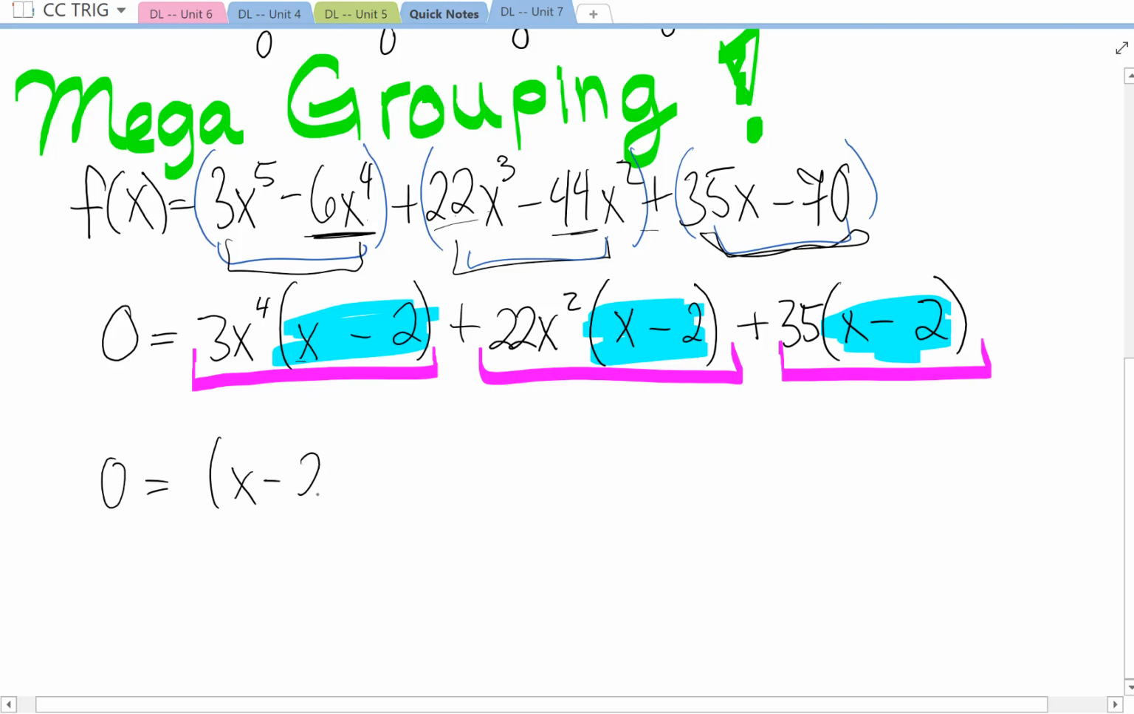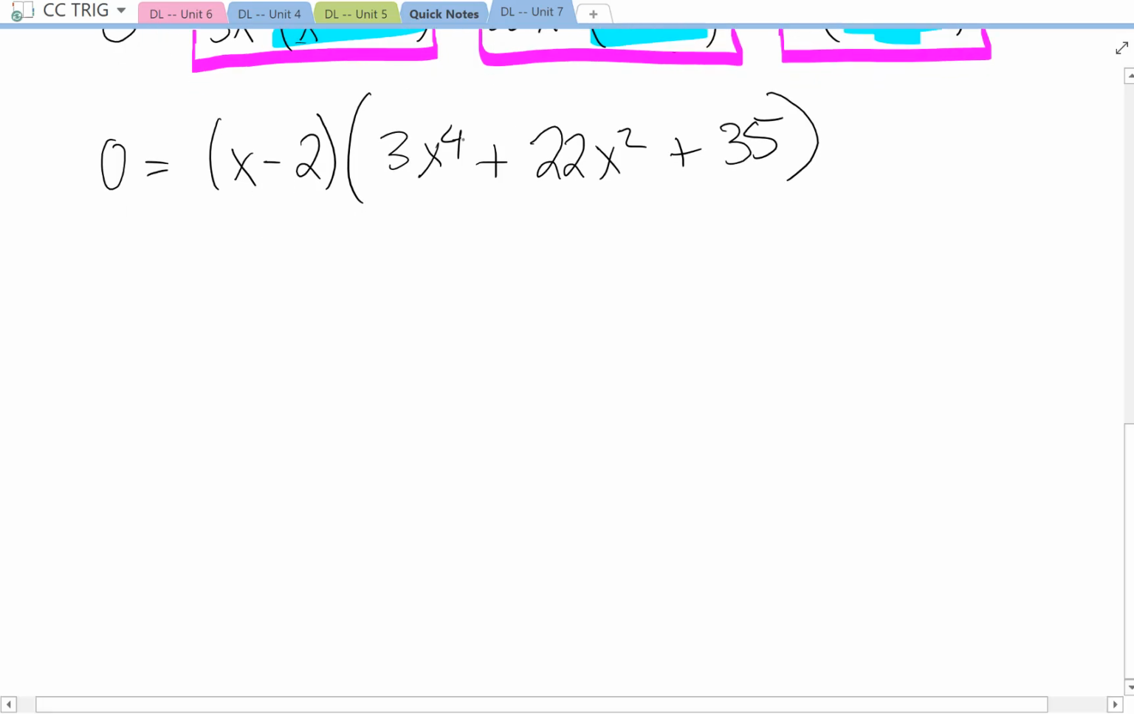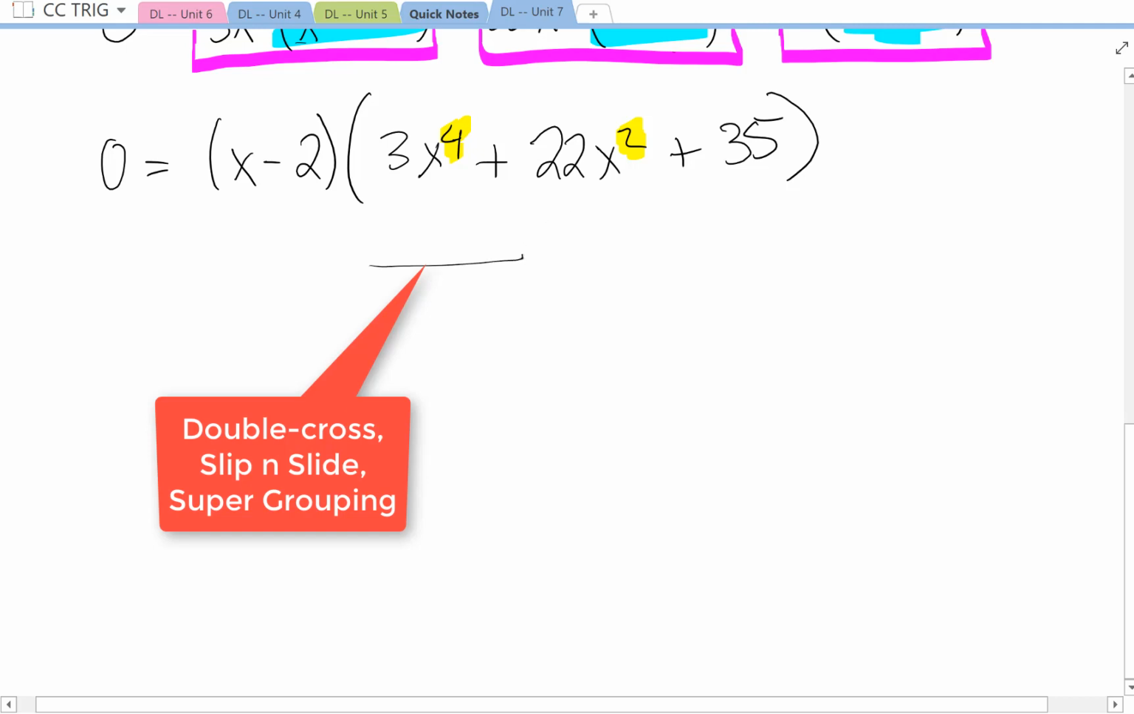So when we divide each of these terms by x minus 2, we're taking it out, right? This is left with 3x to the 4th plus 22x squared plus 35. Let's continue to factor. Here, this one has an x to the power of 4 and an x to the power of 2, and then no x's here. That is called quadratic form, when this one is half of this one, and there's not an x here. So for quadratic form, we can actually use any of our regular methods like double cross or slip and slide or grouping, however you want to do it.